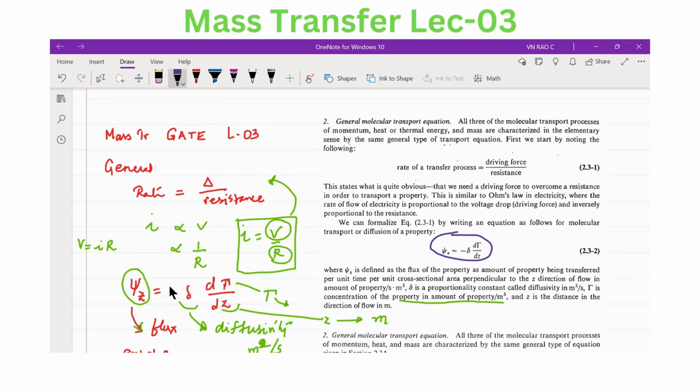The left hand side is defined as flux of the property, the amount of property being transferred per unit time per cross sectional area. Whereas tau is the concentration of the property, the amount of property per meter cube. This delta is a proportionality constant called diffusivity. It is known as kinematic viscosity, thermal diffusivity, and molecular diffusivity. Z is the distance in the direction of the flow.